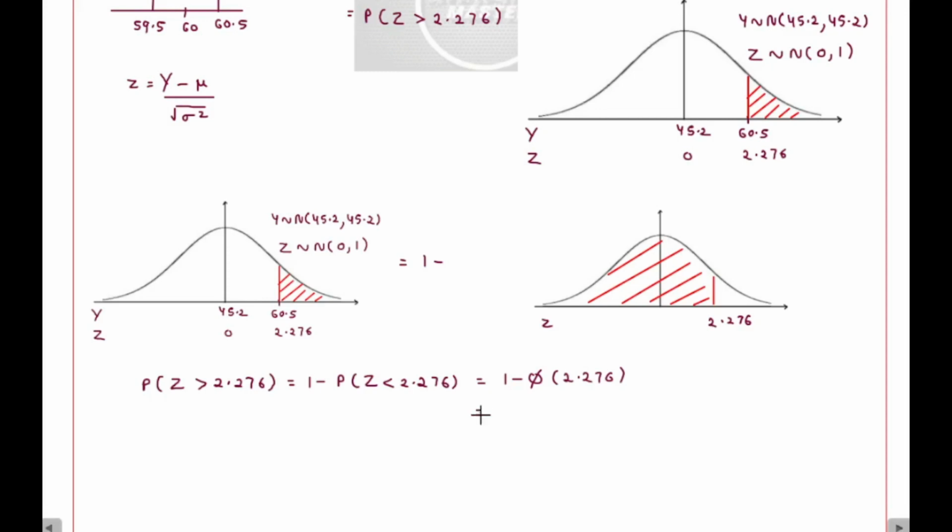Correct? So this will be equal to what? 1 minus 0.9886. If we solve this particular thing, what value do we get? We get 0.0114. This answer is in 3 SF.